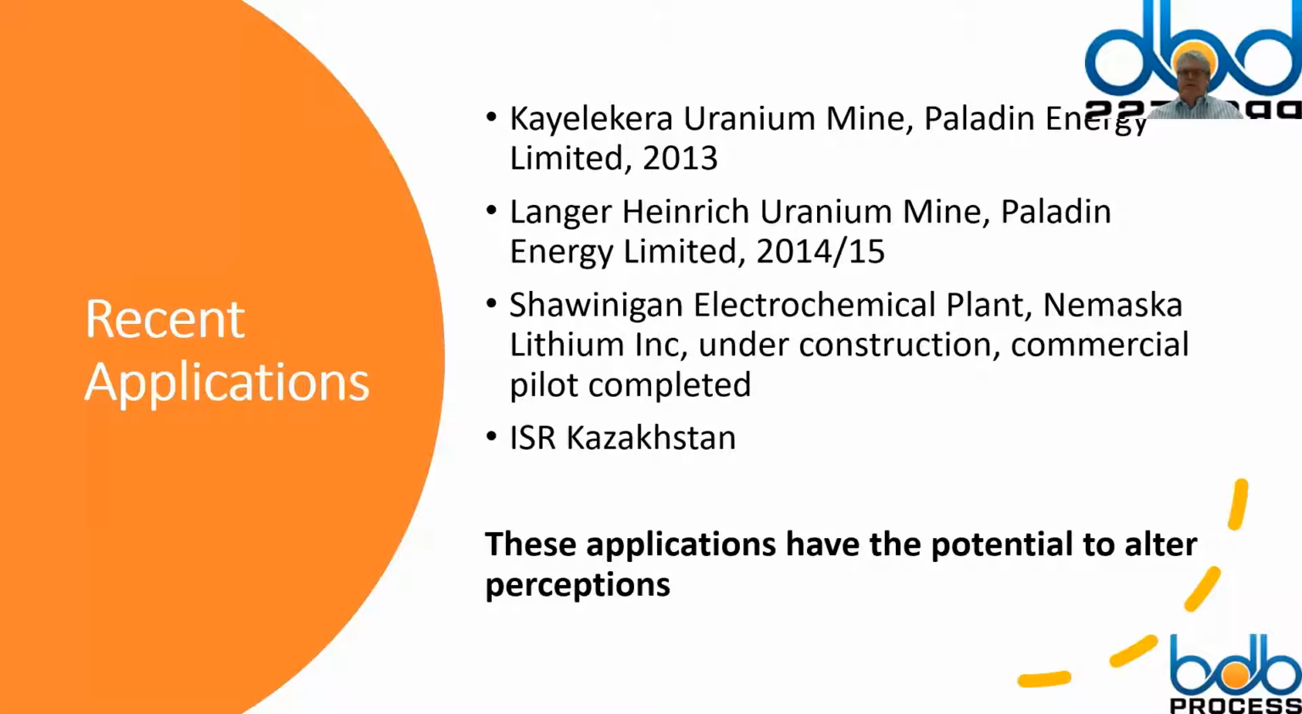And then we look at recent applications, and in 2013, Paladin undertook an NF application at Kalakira in Malawi. Then in 14-15, it did a similar installation at Heinrich in Namibia, and Namaska has been constructing the Shawinigan electrochemical plant now for a few years, and is attempting to complete that. That's an electrodialysis, or as they would describe it, a membrane electrolysis unit. And then I understand there's also been some work done on an ISR in Kazakhstan, a paper for which is to be presented later today, according to the program.